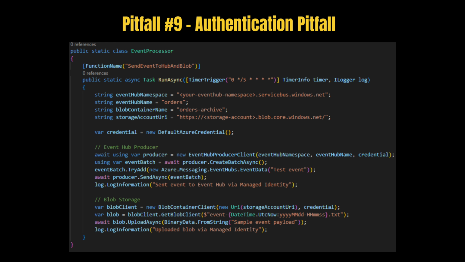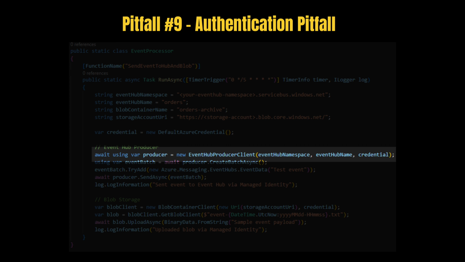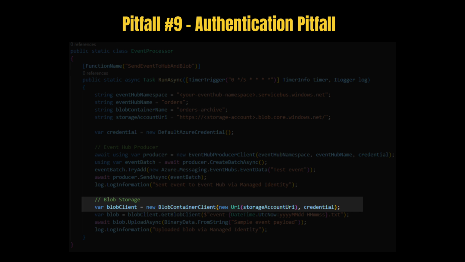Your function app is deployed, running, and healthy, but every call to Event Hub or storage fails with 401s and 403s.